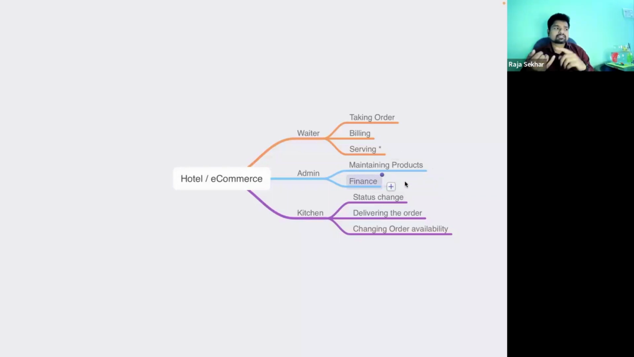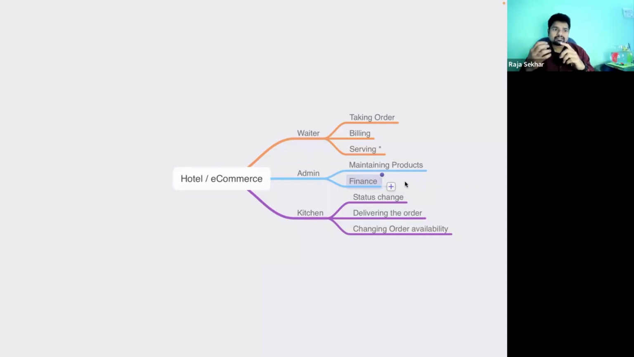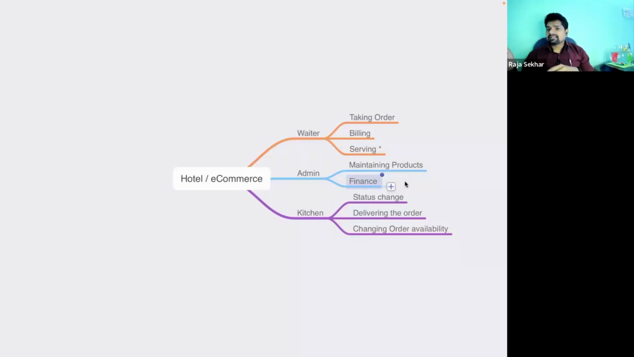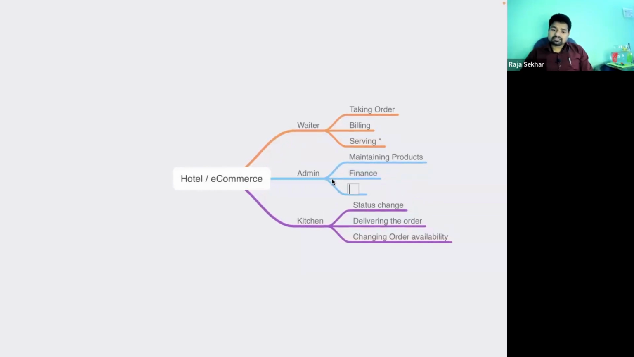Finance will cover how many products they have sold, or how many items they purchased today, how much revenue is generated, and what the expenses are. We will not be covering the maintenance part of the restaurant, only the transaction flow. Like, item A has a price of 100 rupees, 5 customers ordered item A, and today's revenue is 500. We will be handling that part only. So that is the finance part.